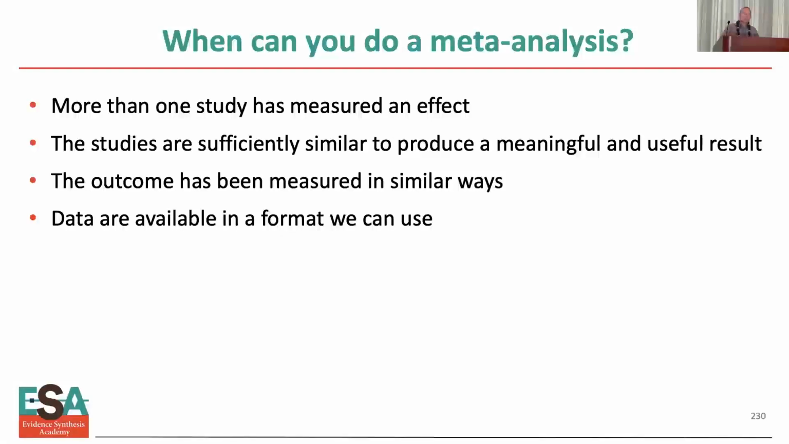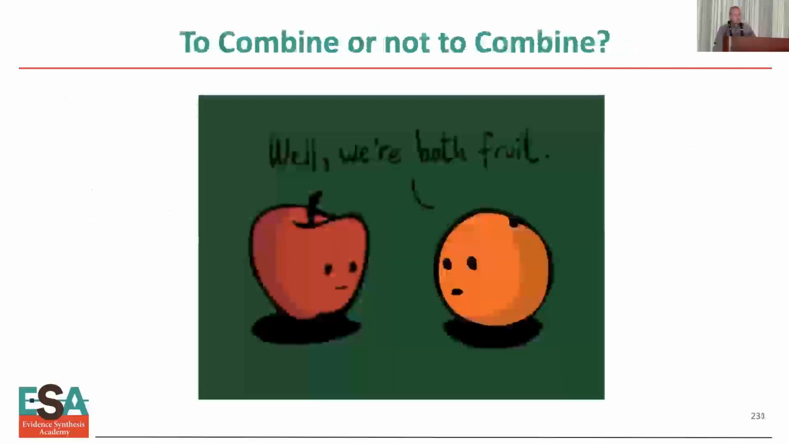Again, there's got to be some sort of similarity in the studies. The outcome has to be measured in similar ways. So again, a C-section is a pretty definable outcome, but there's a lot of other outcomes where, for example, it might be a rating scale, and those scales are defined somewhat subjectively. And then finally, of course, the data have to be available in a format we can actually use. We need the means, we need the standard deviations, we need the sample sizes for that kind of analysis, or we need counts and so forth.